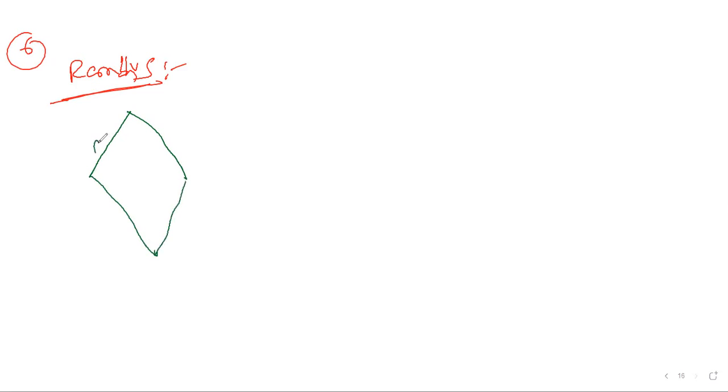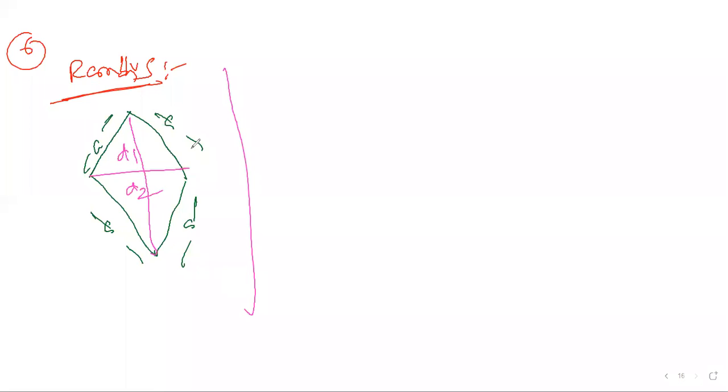Let us take this as side A. This is also side A. This is also side A. But diagonals should not be same. Diagonals are not supposed to be same. This is diagonal D1, a longer one. This is diagonal D2, a shorter one. That is the difference between a rhombus and a square. In a square, all sides are same and diagonals are same. Here, your diagonals should not be same.